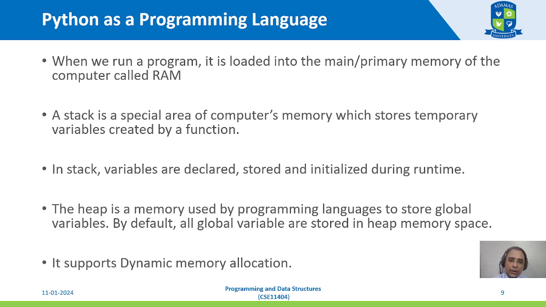So, what happens? Whenever any variable is created during the execution of a program, if it is a temporary variable, then it may not be required after the program execution. Then the memory can be released, and Python does it automatically.